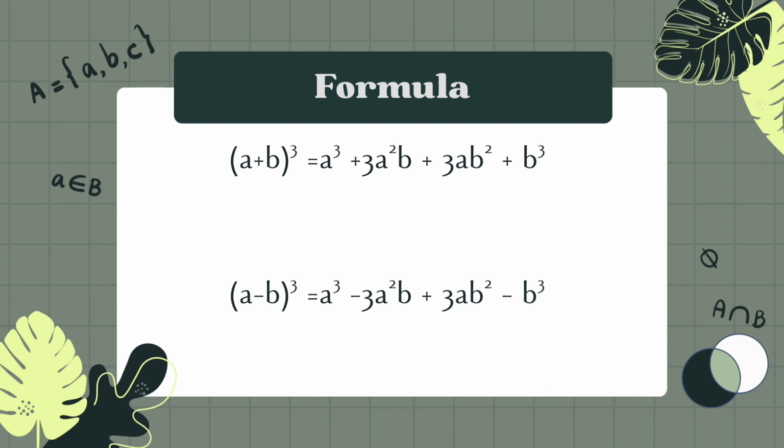Notice the pattern. The powers of a go down, 3, 2, and 1. The powers of b go up, 1, 2, and 3. The coefficients follow a 1, 3, 3, 1 pattern. For subtraction, the quantity a minus b cubed is equal to a cubed minus 3a squared b plus 3ab squared minus b cubed. Just remember, signs alternate when there's a minus.